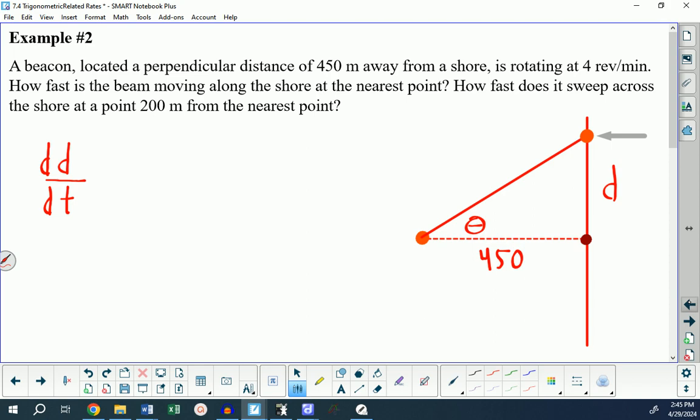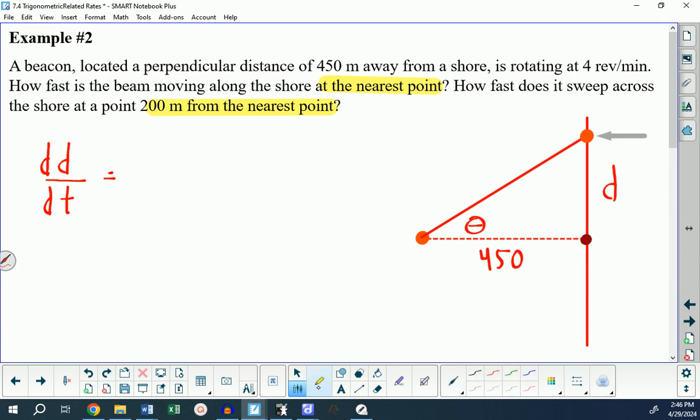I want you to understand that there's two questions here. How fast is the beam moving along the shore at this instant? And then how fast is it moving along the shore at this other instant? There's two questions here. You know how all related rates say, determine the rate of change of this when that? Well, those are the highlighted things, so we don't have to worry about that. This beam of light is rotating at 4 revs per minute.